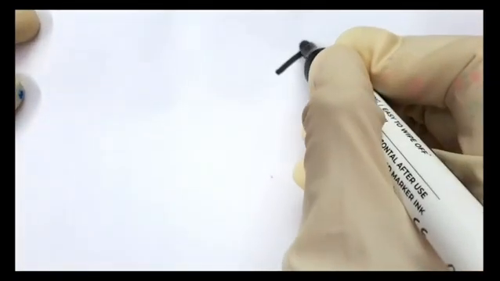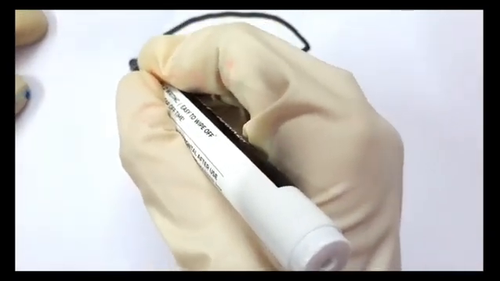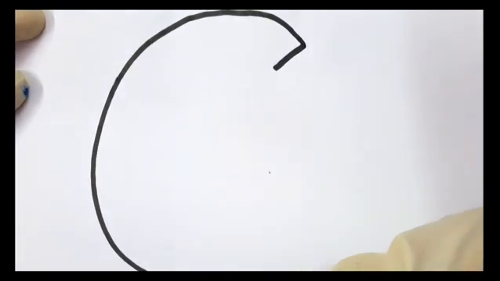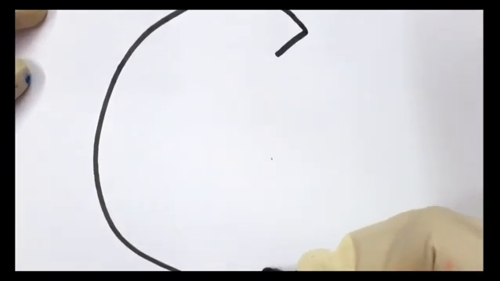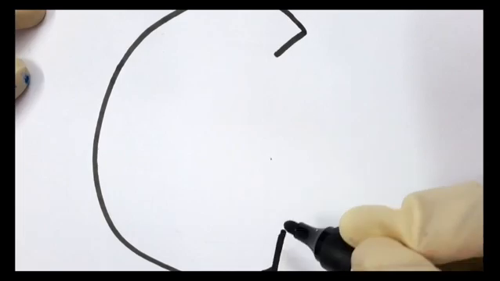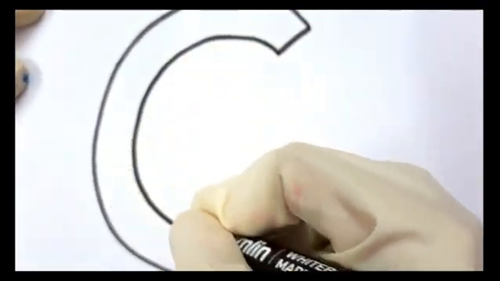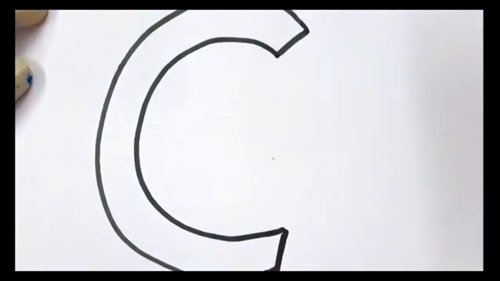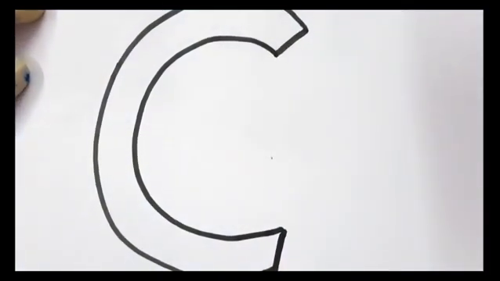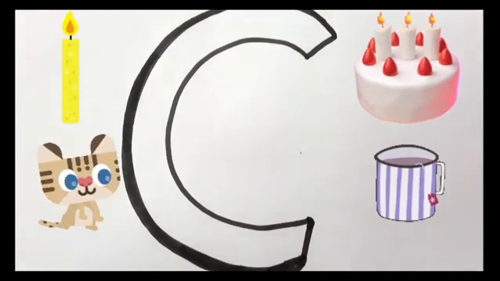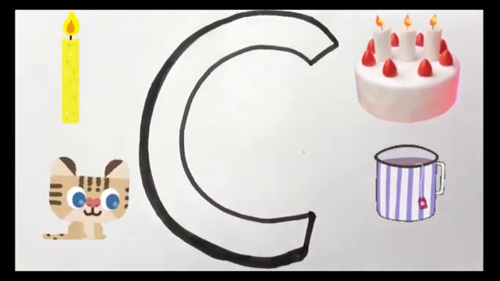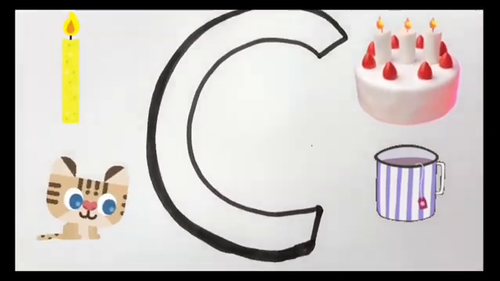Let's draw letter C. C. C for cat. C for cup. C for camel. C for candle. Letter C. C for candle. C for cake. C for cat.